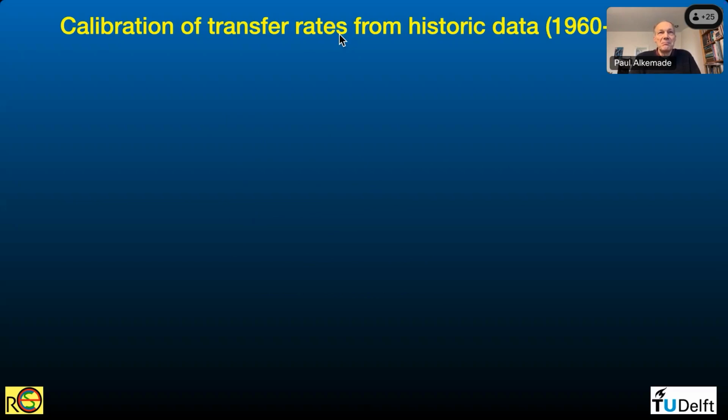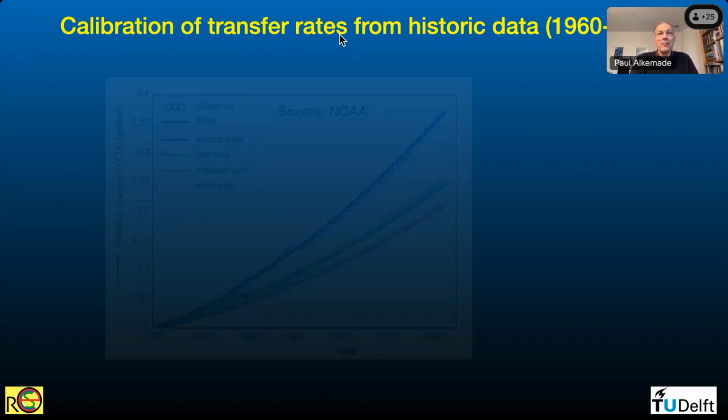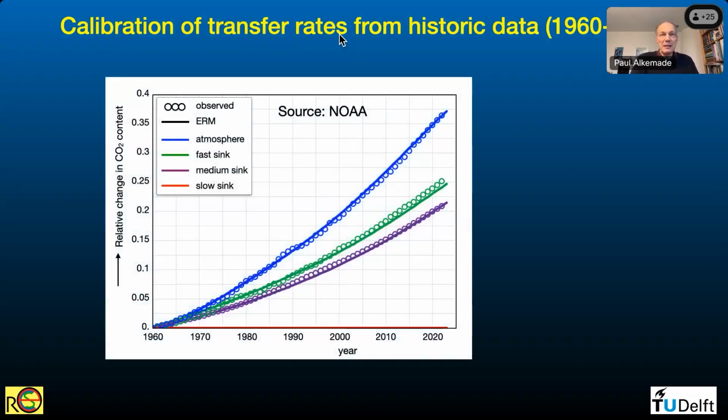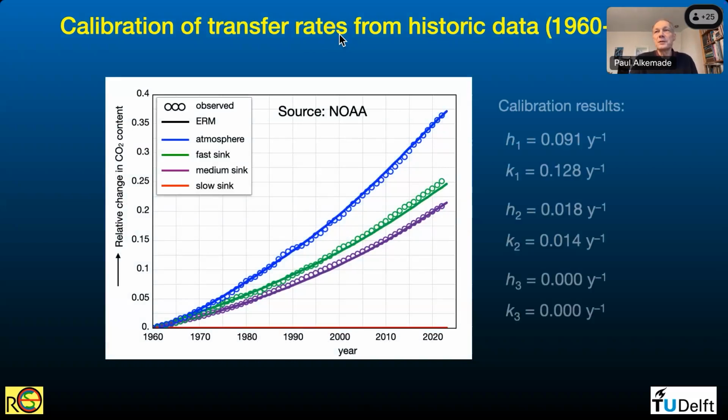Calibration, because we have to have real numbers. Here are data, the circles, from the literature for the atmosphere, the oceans and the biosphere, with the fitting, the calibration of this model, the full curves. And the outcomes are given here in terms of the transfer rates. There are 6 of them going back and forth to the 3 reservoirs, although the slow sink has no contribution. In fact, it can be described well with 4 parameters.